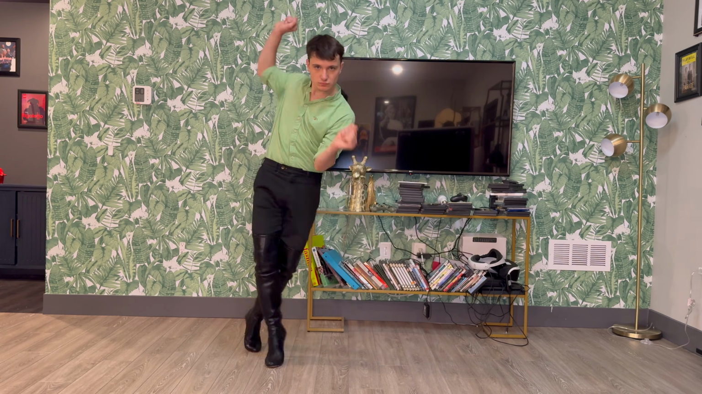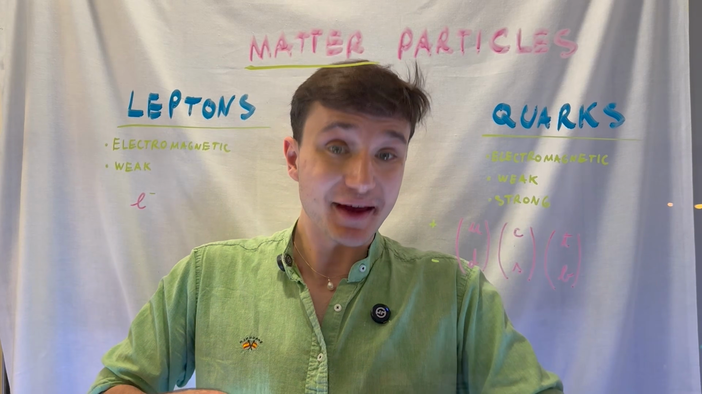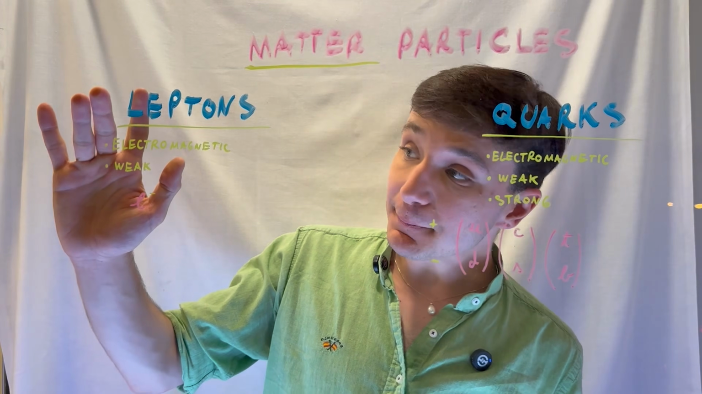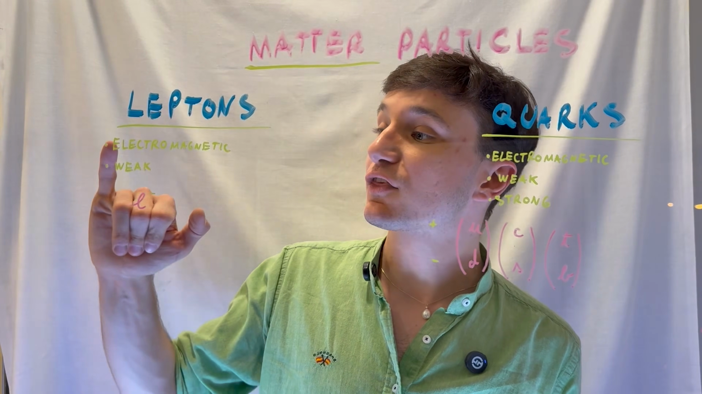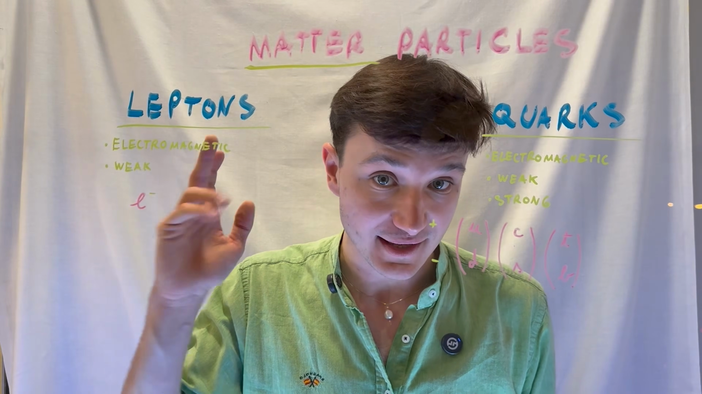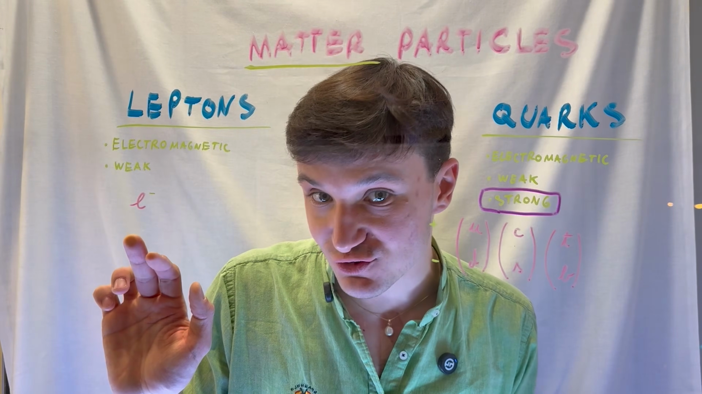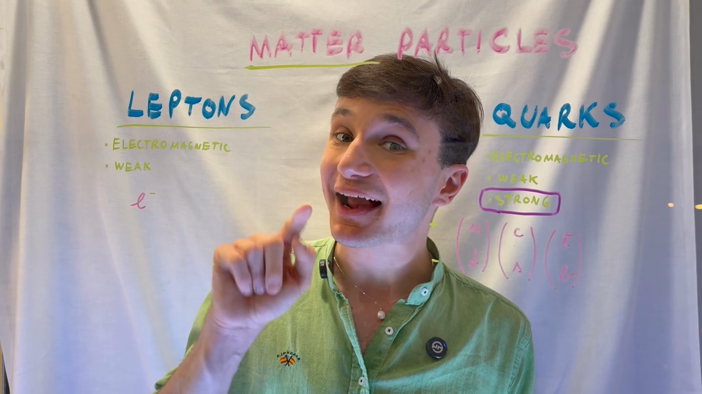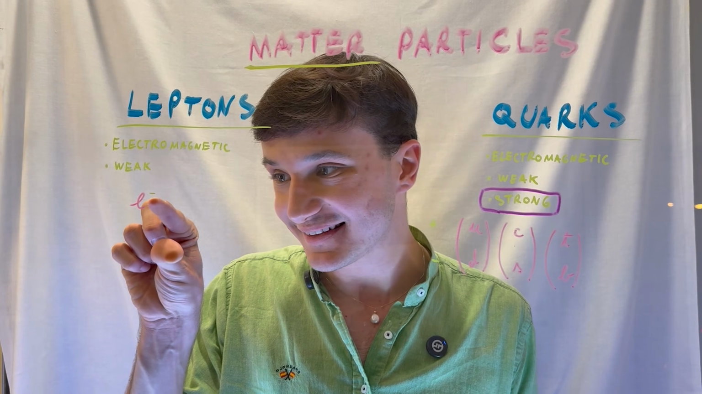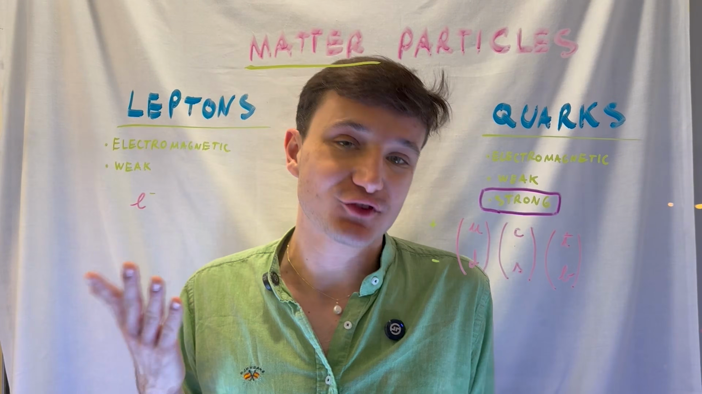We talked about interaction particles. It's time we talked about matter particles. And there are two big categories for matter particles: Leptons are particles that can interact through the electromagnetic force, so they have electric charge, and through the weak interaction. The most famous lepton that you know of is the electron. The electron is electromagnetically negatively charged, as indicated by this minus sign here along the E, which comes from electron.